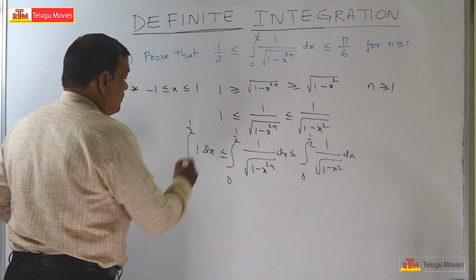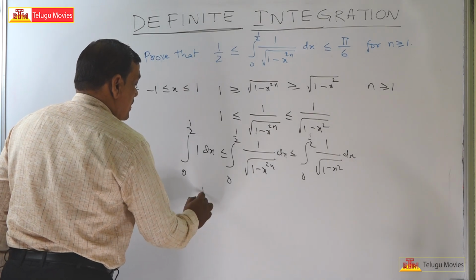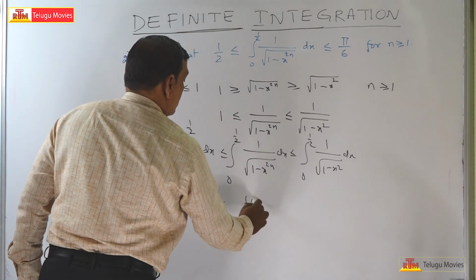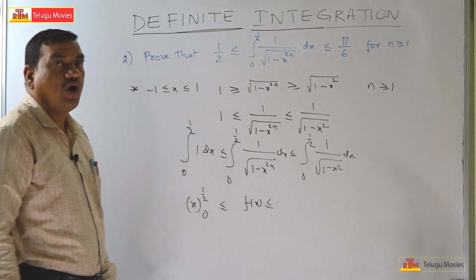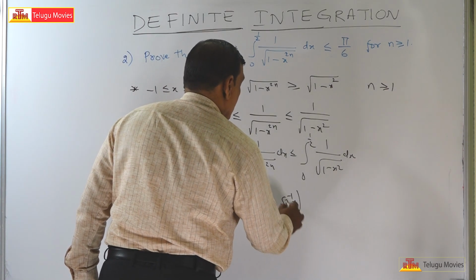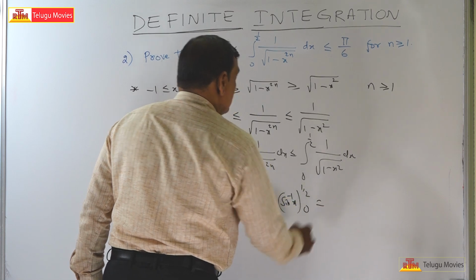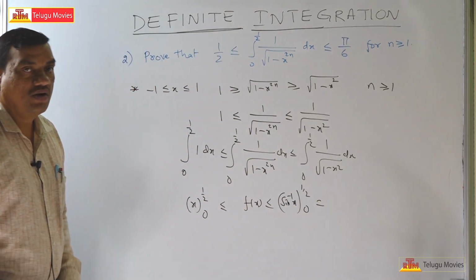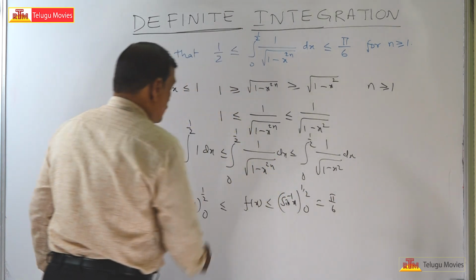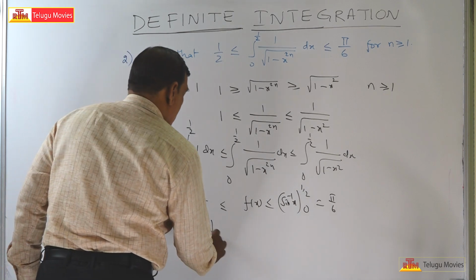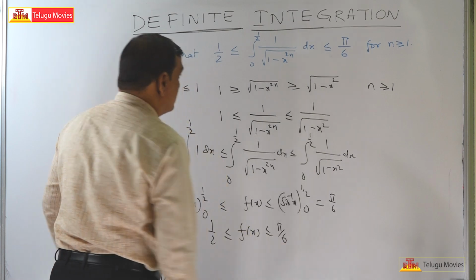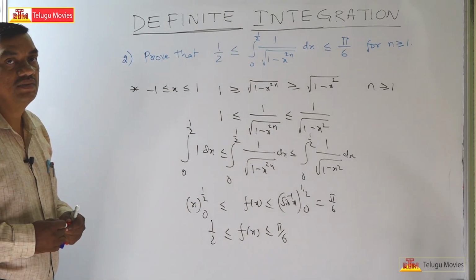So, for 1 it is x with upper limit and lower limit, less than or equal to your function, less than or equal to the integral of 1 by root of 1 minus x square, which is equal to how much? Sin inverse of x, upper limit, lower limit. So, this value is how much? Sin inverse of 1 by 2. Sin inverse of 1 by 2 means 30 degrees, which is equal to pi by 6. So, the upper limit is 1 by 2. So, 1 by 2 is less than or equal to your function, which is less than or equal to pi by 6. Understand this?